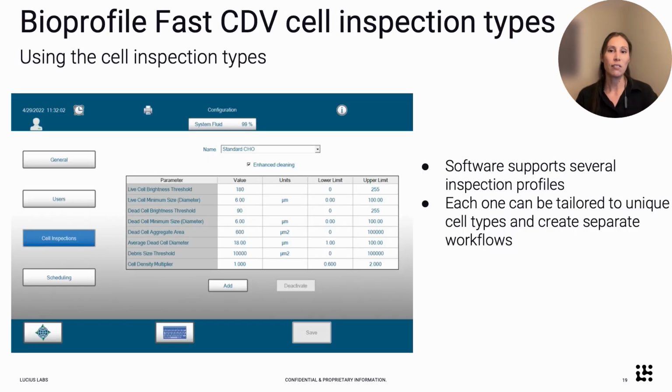With the FAST CDV, there is the ability to create cell inspection profiles that are tailored to each cell type. The software supports several inspection cell types, and what is highlighted here are the parameters that can be adjusted in order to accurately measure viable cell density, viability, and cell diameter. By adjusting parameters such as the live cell minimum size, we can change this for each unique cell type, as each has its own minimum size.